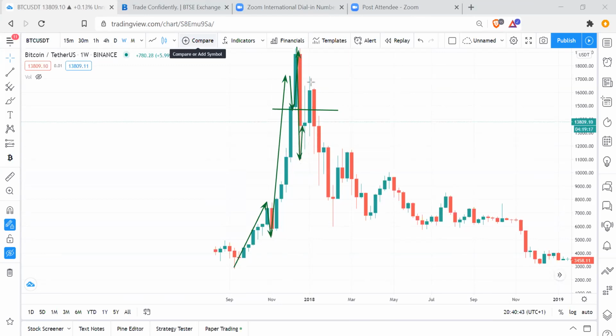We had a pullback. Did it break the previous high? No, it did not. So as long as it didn't break the previous high, what is it classified as? A lower high. Because now we have a lower low, and this is now our lower high. Then what's next? We got a new price movement that broke this previous low, meaning a lower low.